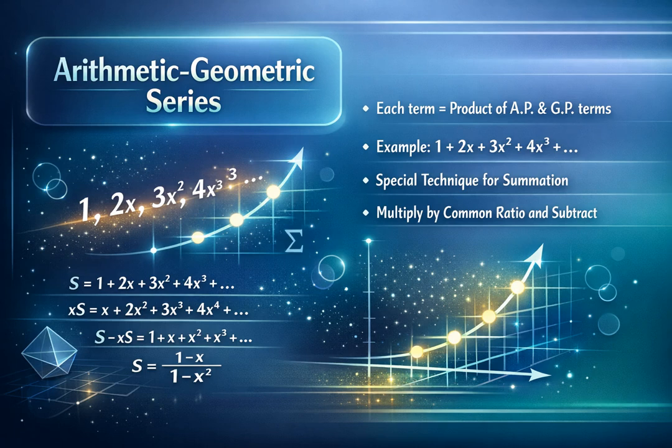An arithmetic-geometric series has each term as a product of AP and GP terms. For example, 1 plus 2x plus 3x squared plus 4x cubed and so on. To sum such series, use a special technique. Multiply by the common ratio and subtract from the original series.